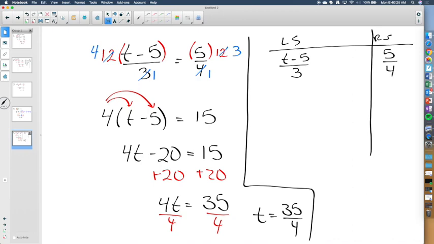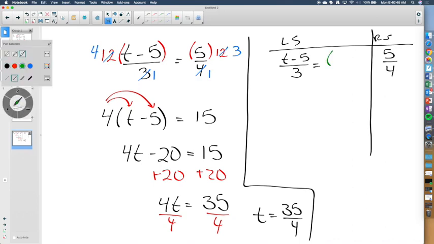So we got 5 over 4 on the right-hand side, (t minus 5) over 3 on the left-hand side. This is going to look a little bit ugly because I need to put a fraction into a fraction, and also I have something else going on in the numerator. So bear with me here. Instead of t, I'm going to put in 35 over 4, minus my 5, and then divided by 3.